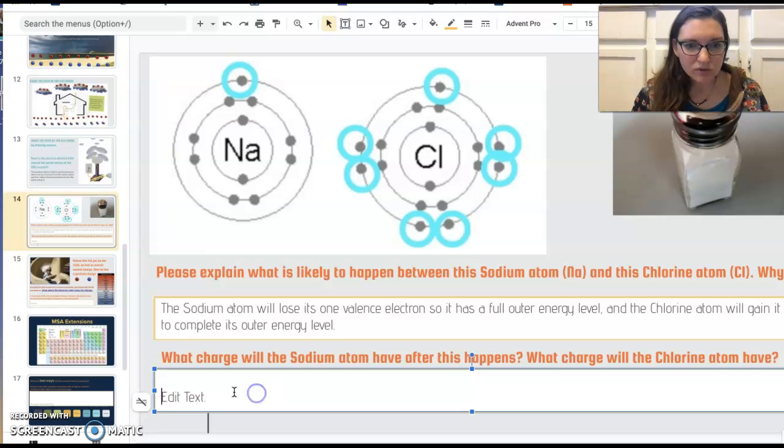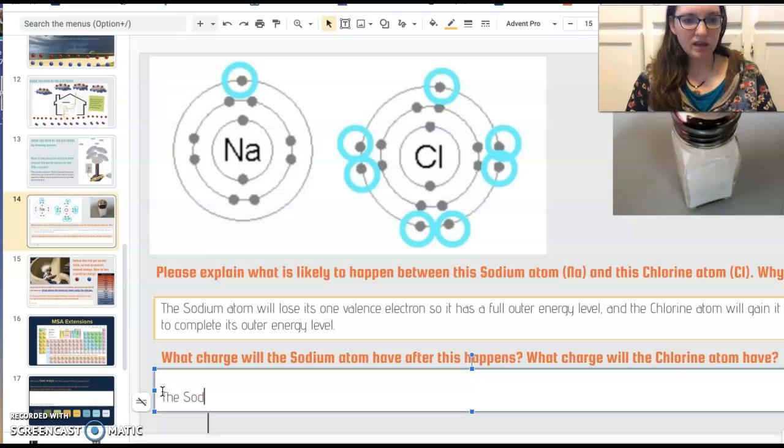Okay. So what charge will the sodium atom have after this happens? The sodium atom will have a +1 charge because it's lost an electron. And the chlorine atom will have a -1 charge because it gained an electron.